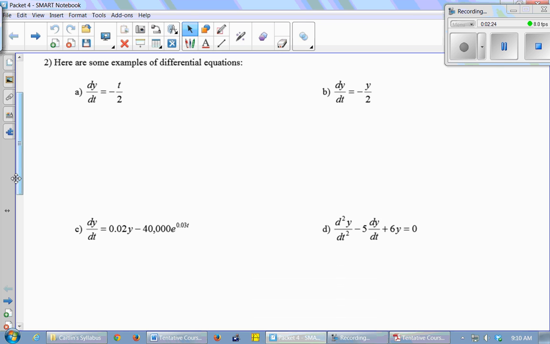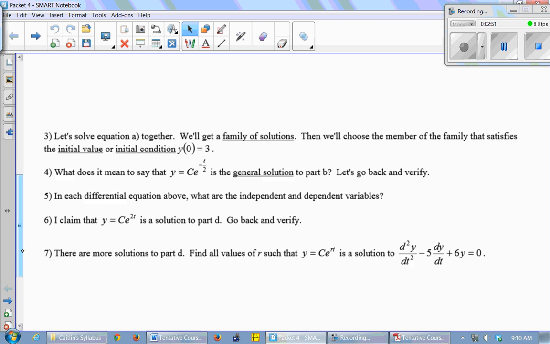So here are several examples of differential equations. dy/dt equals negative t over 2, dy/dt equals negative y over 2, dy/dt equals 0.02y minus 40,000 e to the 0.03t, or the second derivative of y with respect to t minus 5 times the first derivative plus 6 times the function y itself equals 0. So we're going to solve equation A, right? Equation A is sort of the simplest one, and you get a whole family of solutions. There's a whole family of functions that can make this true.